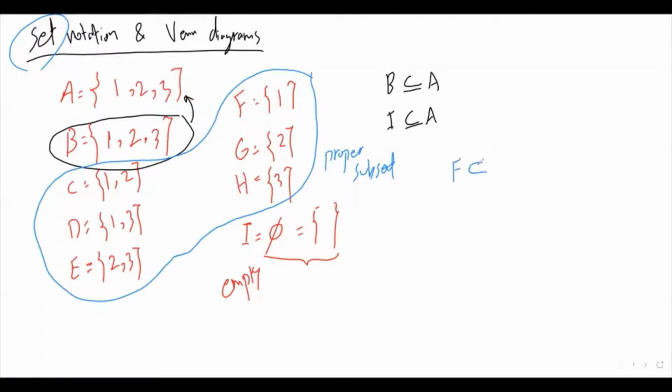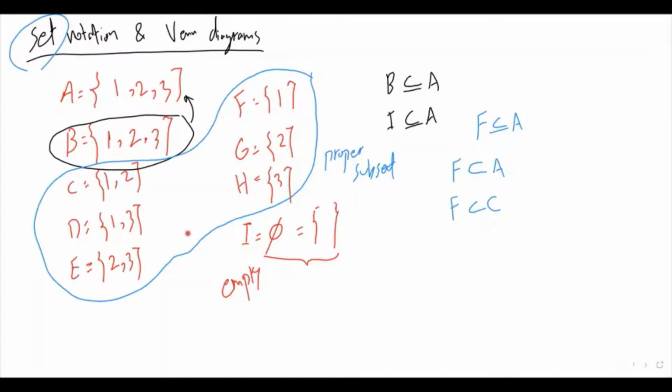And the notation that we use is just this symbol. So for example, F is a proper subset of A. F is a proper subset of C as well, right? And F is a subset of A as well, guys. So a proper subset is a subset as well. So basically all of these are subsets of A from B all the way to I. So it's not wrong if you say F is a subset of A, but F is a proper subset as well. So out of which 6 of them are proper subsets.